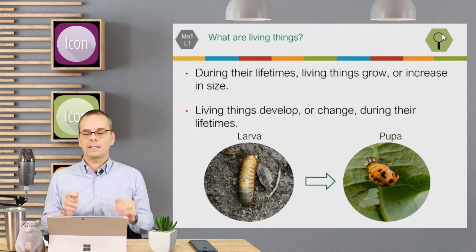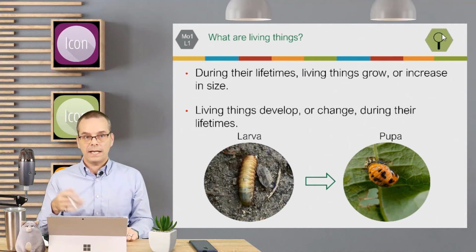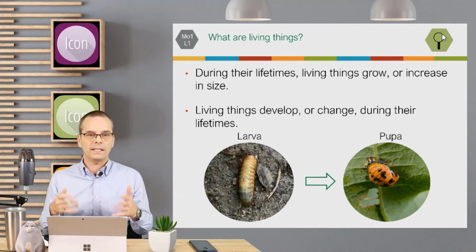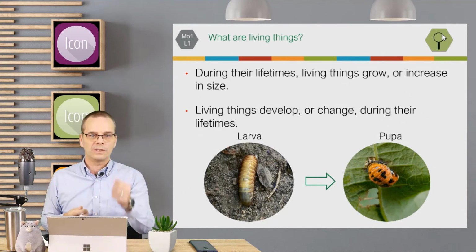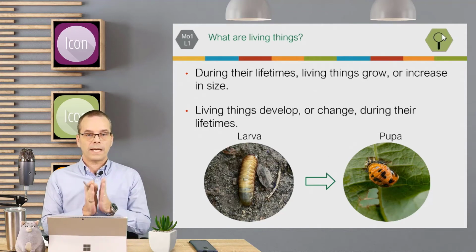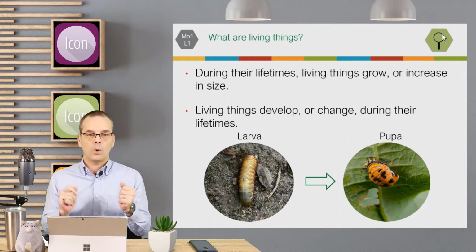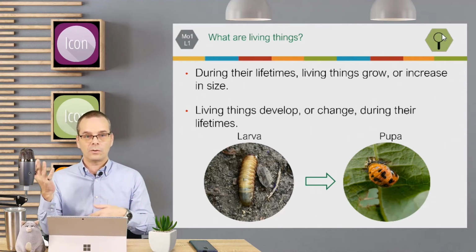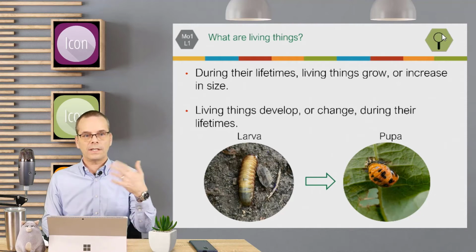During their lifetimes, living things, as we said, must grow, or basically increase in size, just like you do. They also develop and change over their lifetime. For example, they might go from larva to pupa, caterpillar to butterfly, or from baby to adult. So living things are constantly developing and constantly growing.